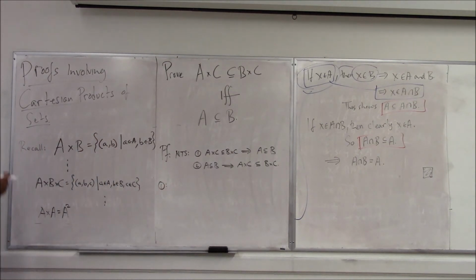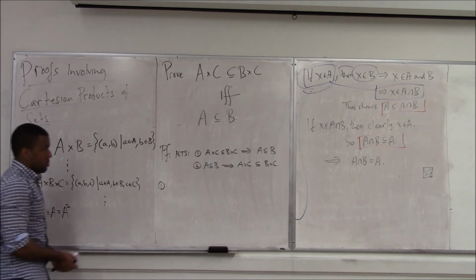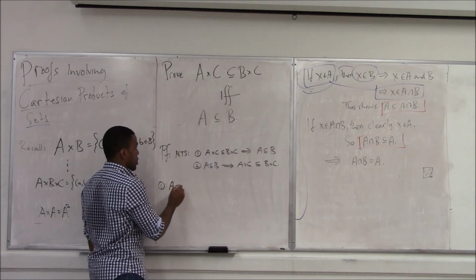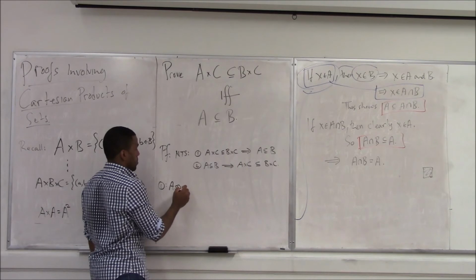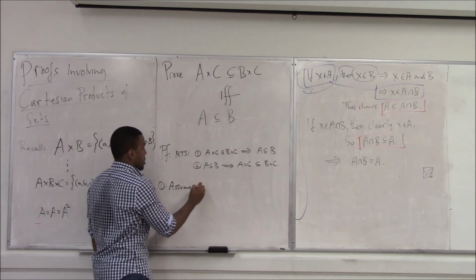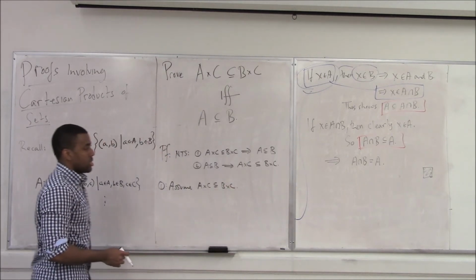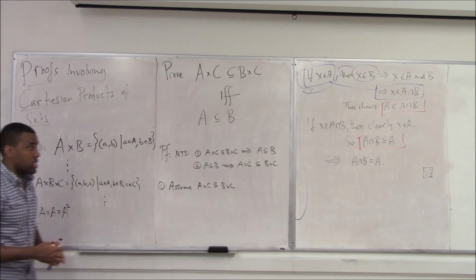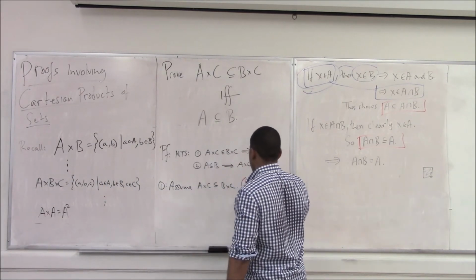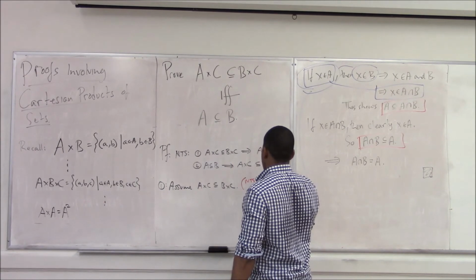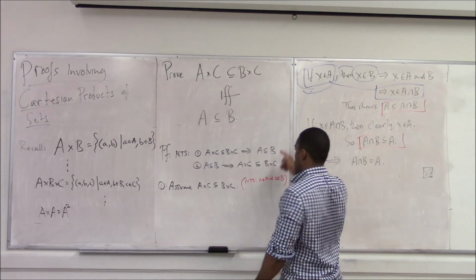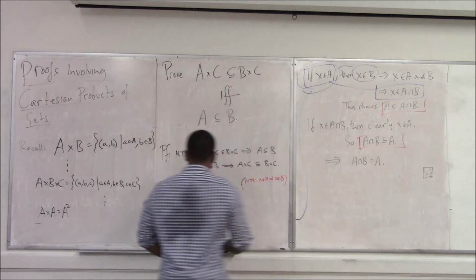How do you do one? We could use a direct proof. Sure. Which means you're going to assume that A cross C is a subset of B cross C, and we need to show that A is a subset of B. Once you say that, ultimately your goal is to show that x is in A implies x is in B. You ultimately want to show this is true based on this assumption. Okay, so what does that mean?